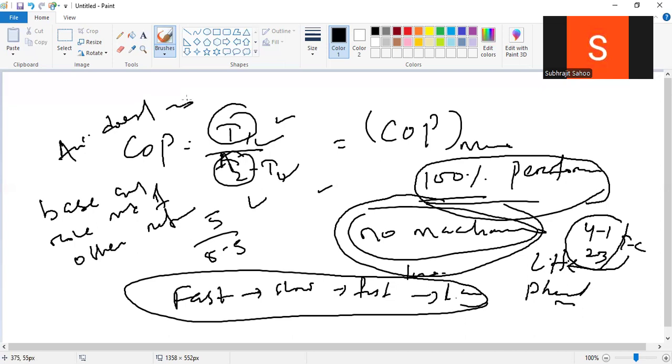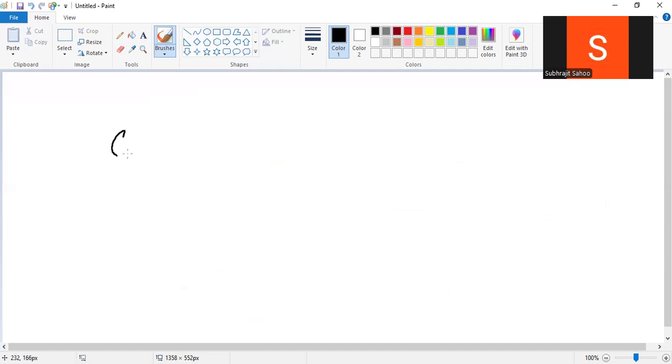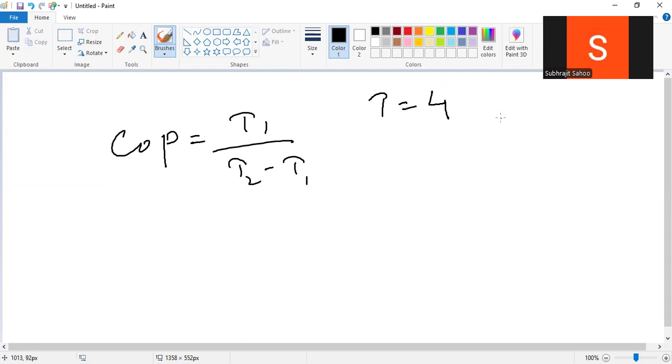One more important thing I will tell you, then I will conclude. Observe. What expression did I get? COP equals T1 divided by T2 minus T1. Suppose in this expression the T1 value is 4 and the T2 value is 20. Then what is the COP?